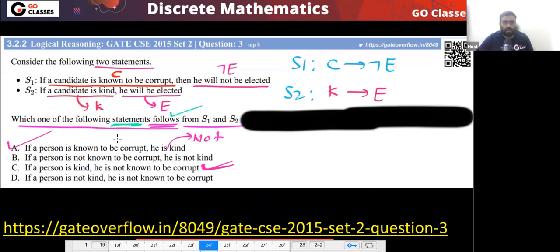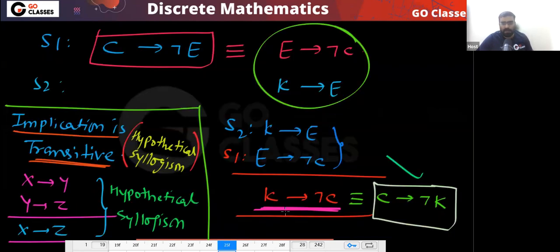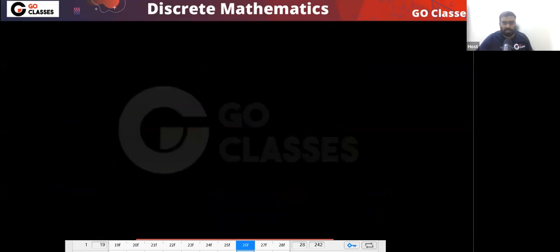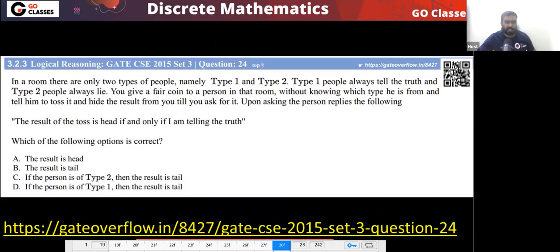A, comma C, they are contrapositive of each other. So if this note is given to you, then this is also correct. So this you have to take care. Okay, very simple. So this type of question they can ask you. Let's see the next question.